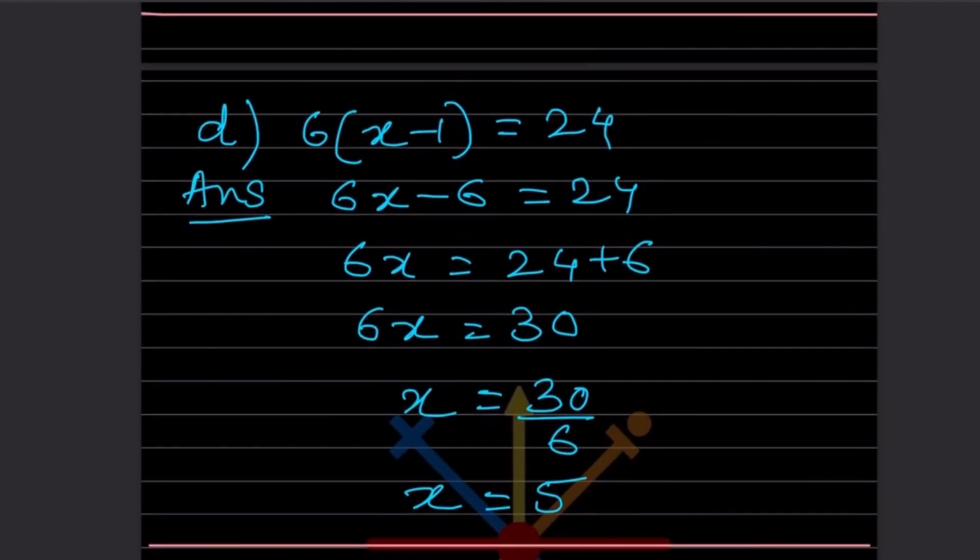Now look at this problem. Here it says 6 into x minus 1. This is actually multiplication over here. x minus 1 is 24. So we are going to expand this one. 6x minus 6 is 24. So now 6x will be 24, and minus 6 becomes plus 6. So 6x is 30. So x is going to be 30, and this is multiplication. This is going to get divided. So x is going to be 5.